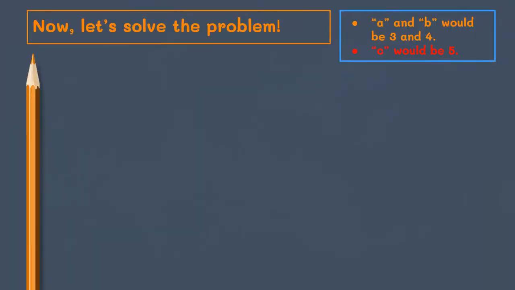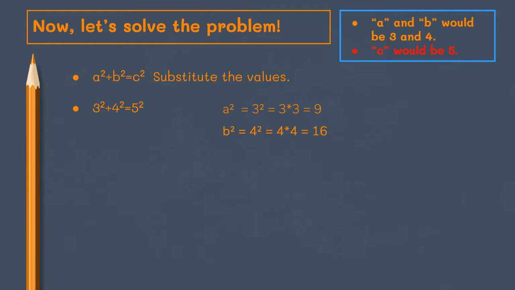So let's look at proving it. Now we're going to go through the steps to prove it. a squared plus b squared equals c squared. We substitute our values for a, b, and c. And so you can see there that 3 squared plus 4 squared equals 5 squared. Now we have to work on proving that. If my a squared is 3 squared, then 3 times 3 equals 9. My b squared is 4 times 4, which equals 16. And my c squared is 5 squared, so 5 times 5 equals 25.